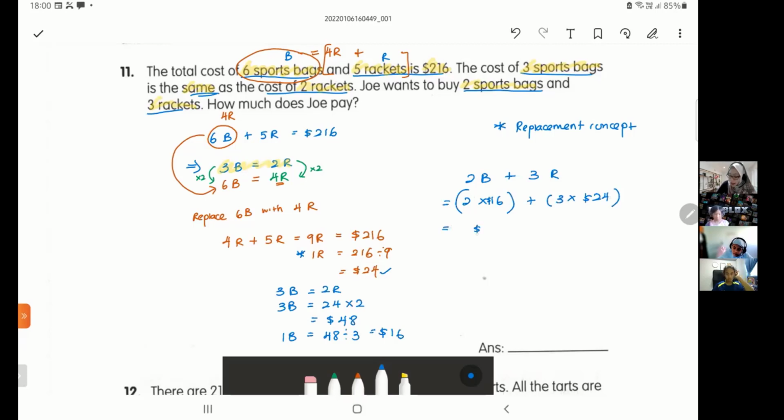Equals to $104. Done. My answer is $104. Okay. Next one, number 12.